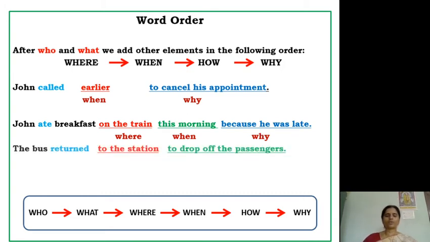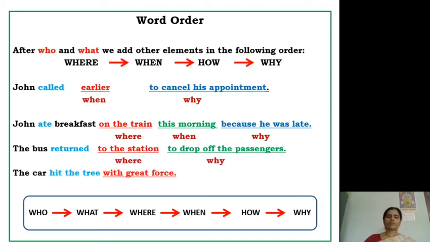Now let us see one more example. The bus returned to the station to drop off the passengers. To the station refers to place. That means it comes under the where element. To drop off the passengers comes under why. So the bus is the subject, returned is the verb. Immediately after the verb we got the where element, and then we got the why element, that is to drop off the passengers. This is the order.